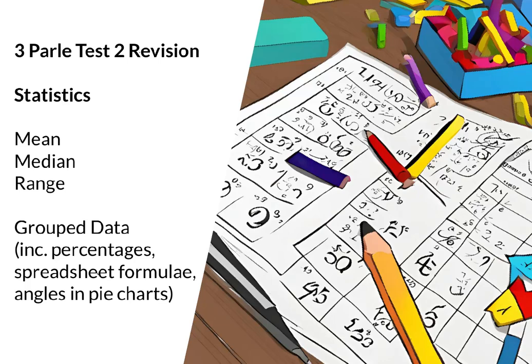Hi, in this video I will cover some revision tips for your test on statistics, looking at mean, median, range and group data, including percentages, spreadsheet formula and angles in pie charts. Alongside this, you should be very familiar with the brevet questions that we've shared in class and also did as homework. So make sure you review those and go through all of those styles of questions, because that is going to be the best revision you can do for this short test.